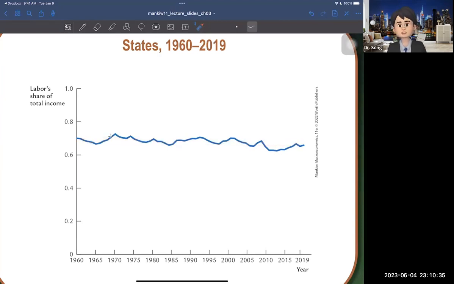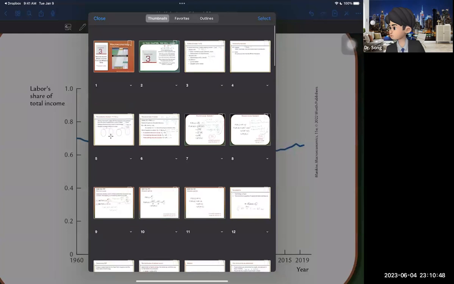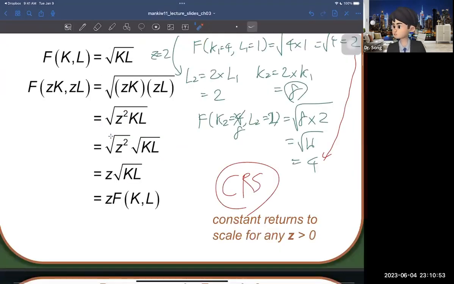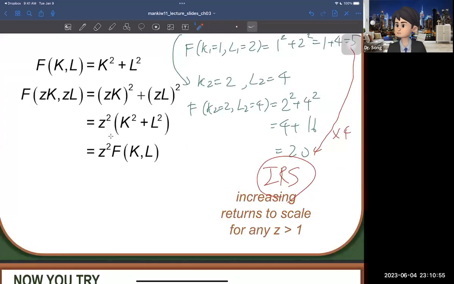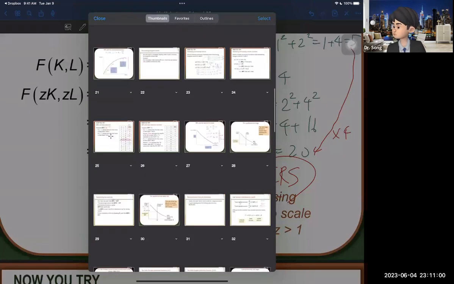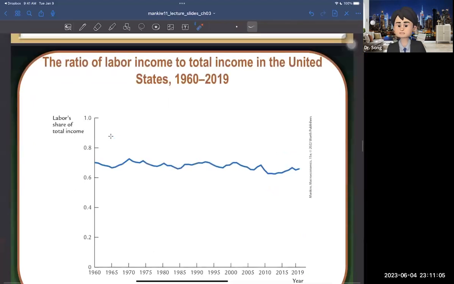And then the question is, all right, we want to make a very simple model to understand the real world, right? So then we need to have the production function. Like we studied here, when we covered returns to scale, we covered production functions like K times L or K squared plus L squared, something like that. But we want to have a good one to explain the real world. Given this fact, that in the States labor income is about 70% of the total income, how can we make a production function?